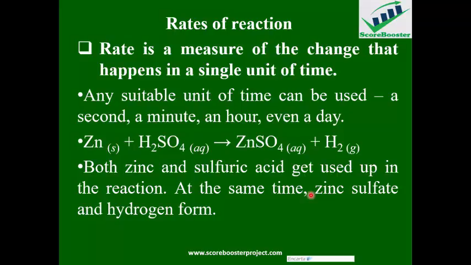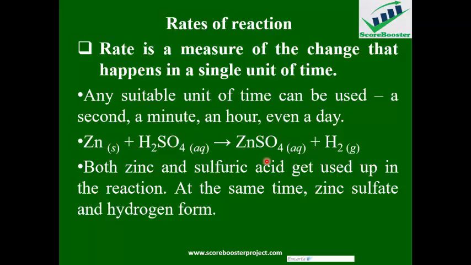So any suitable unit of time can be used depending on what we are considering. It could be a second, it could be a minute, it could be an hour, even we can use a year if that reaction is not one that takes place instantaneously. An example of this is zinc reacting with H2SO4 to form zinc sulfate and hydrogen.